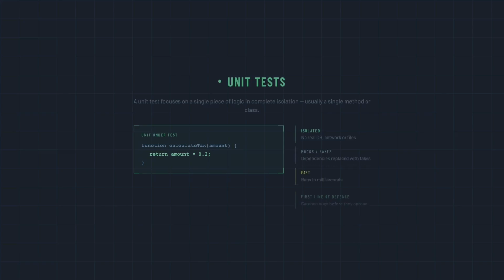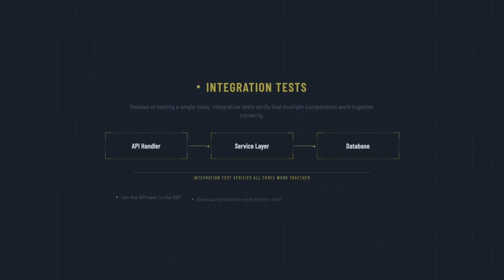A unit test focuses on a single piece of logic in complete isolation, usually a single method or a single class. Dependencies such as a database, an API, or an external service are replaced with mocks or fakes, so the test only verifies one thing: the behavior of the code itself. Unit tests are extremely fast, they are easy to run, and because they are isolated, they are usually the first line of defense against bugs.